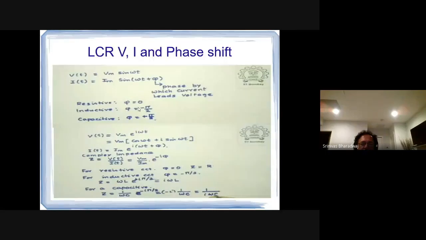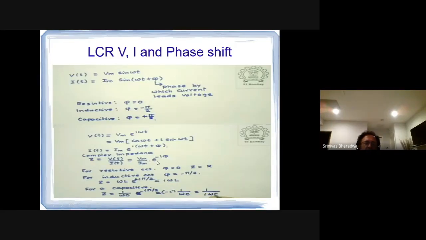So what is impedance going to do? When you add this, I equals I_m e to the power of i times omega t plus phi. And so now this Z, V of t divided by I of t, is V_m by I_m times e to the power of minus i phi. Why is that? Because the omega t's will cancel. So the ratio gives you this.